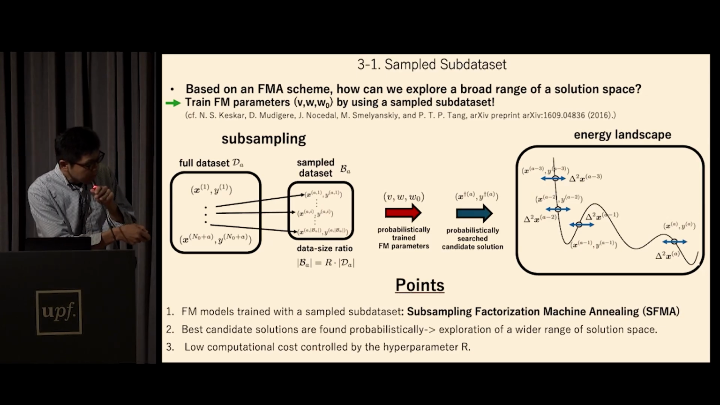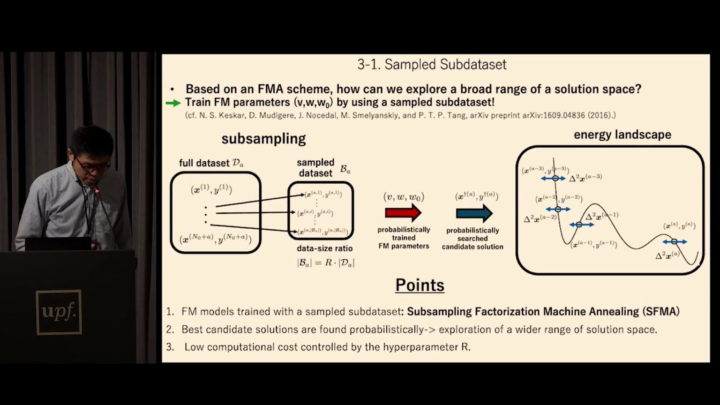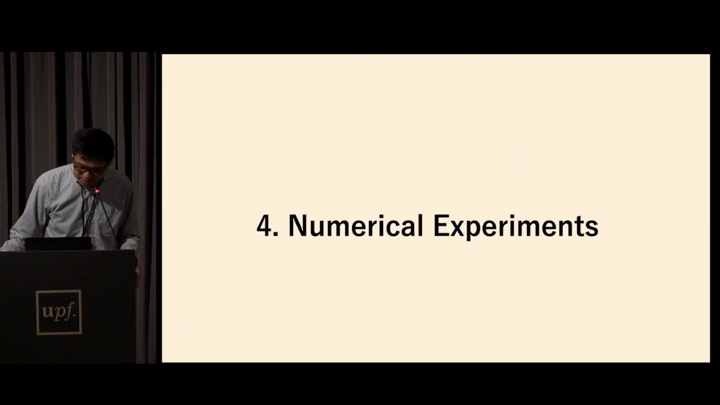And this is done by controlling the value of parameter large R. So this large R means the ratio of the full data set size and the subdata set size. So from these characteristics, we expect that our algorithm SFMA enables us to find the optimal solutions with faster speed, higher accuracy, and lower computational cost. And we are going to verify this by carrying out our numerical experiments. Okay, so let me demonstrate our numerical experiments.